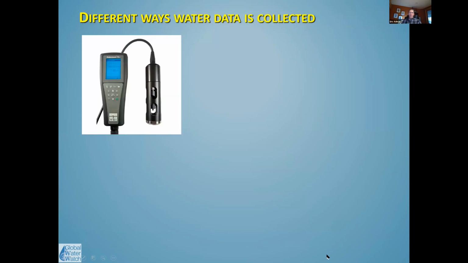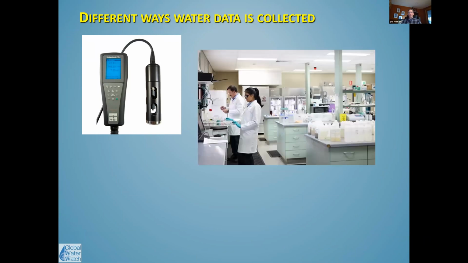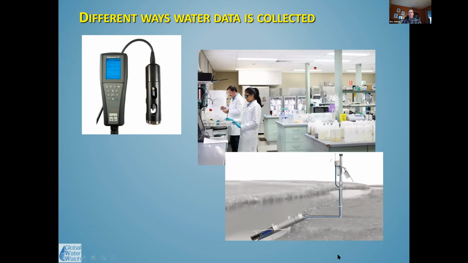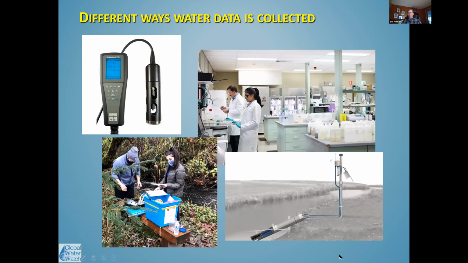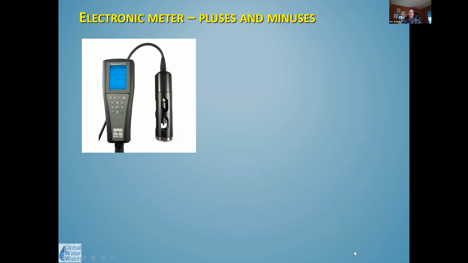There's a variety of different ways that you can collect and process information depending upon your goals and on your resources. So you may use an electronic meter, or you may collect samples to be analyzed by a laboratory. You may use a fixed monitoring device that's at a fixed location, or you may do your analysis on site using a simple test kit, which is what we do. Each of these different methods has their pluses and minuses.